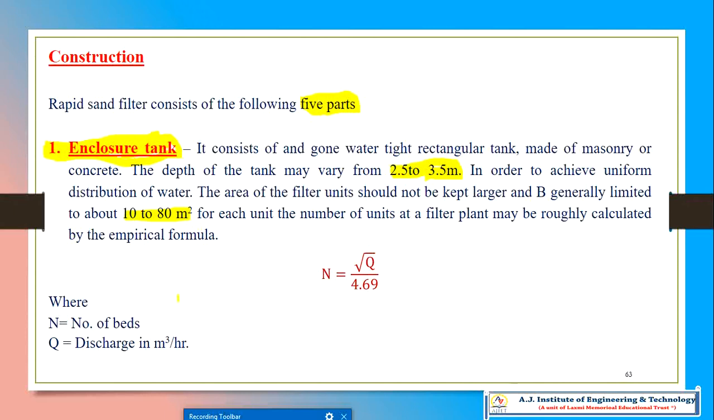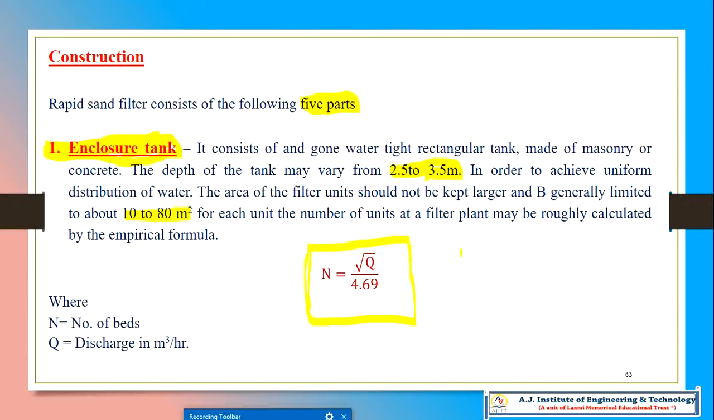Each number of units per filter may be roughly calculated by an empirical formula. Use this empirical formula to calculate n is equal to root q. This is why we are calculating the number of units. For example, q is 100.